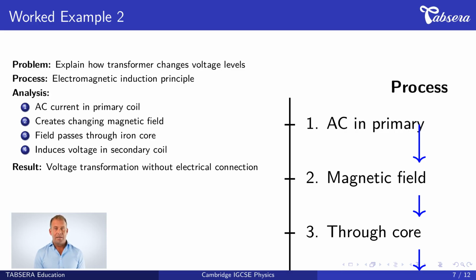First, alternating current flows in the primary coil. This current changes direction 50 times per second in most countries. Second, the changing current creates a changing magnetic field around the primary coil. Third, this magnetic field passes through the soft iron core to the secondary coil. The iron core concentrates and guides the field efficiently. Fourth, the changing magnetic field induces a voltage in the secondary coil. The result is voltage transformation without any electrical connection between input and output circuits.